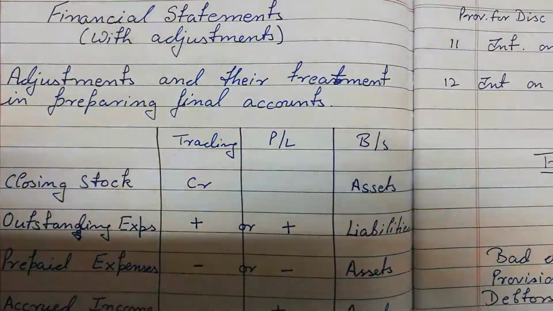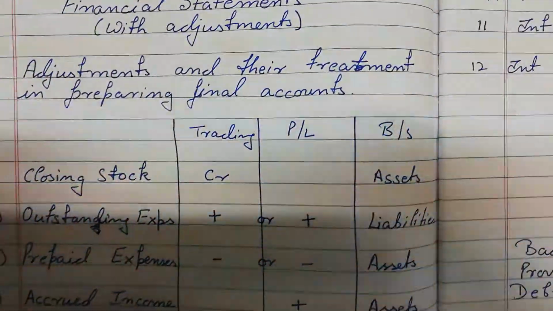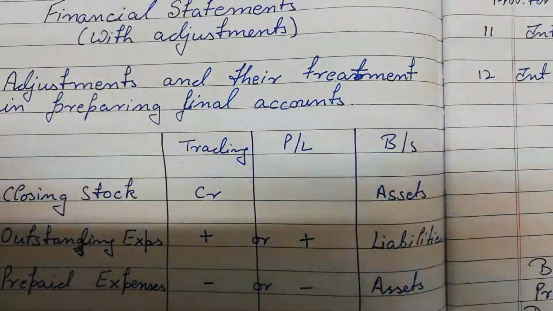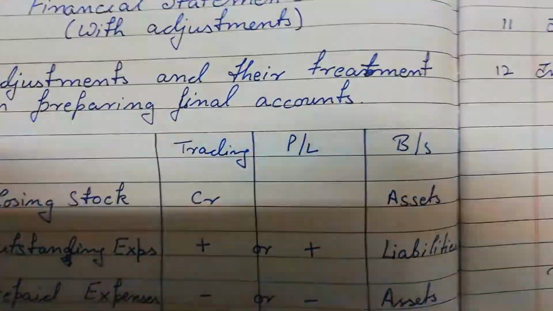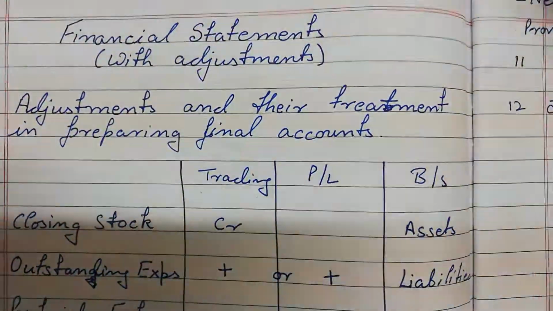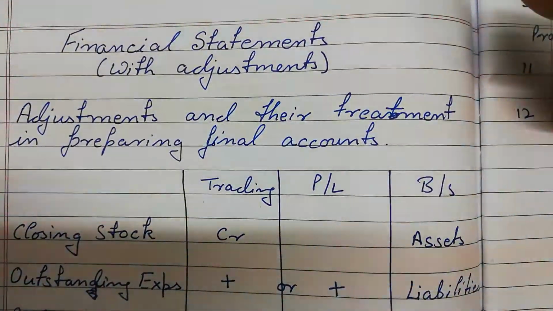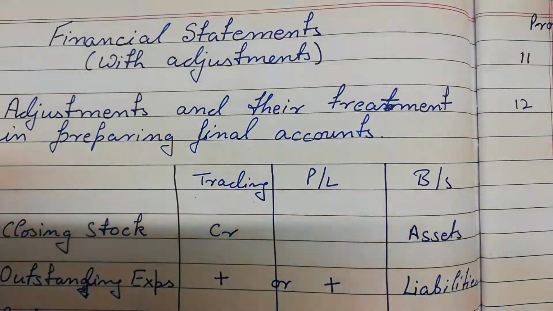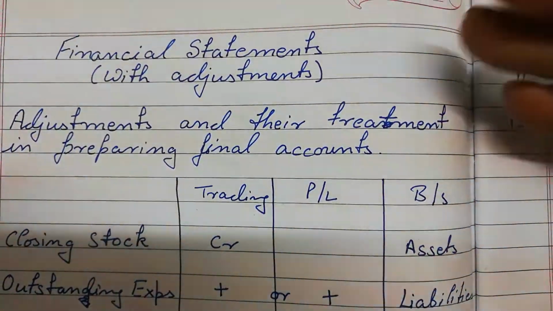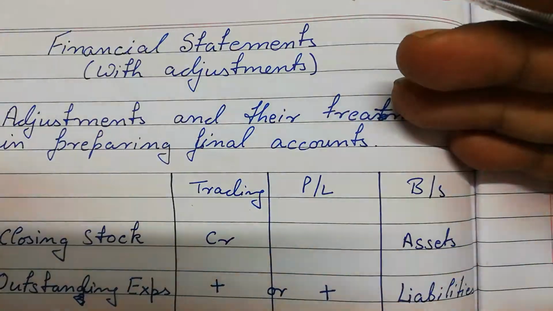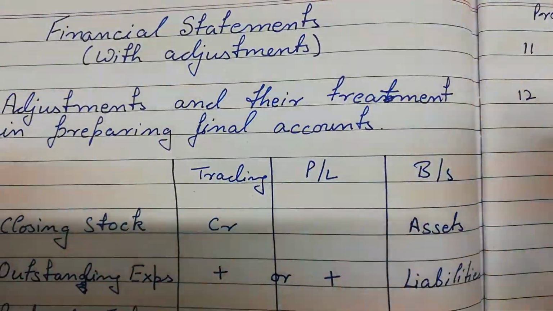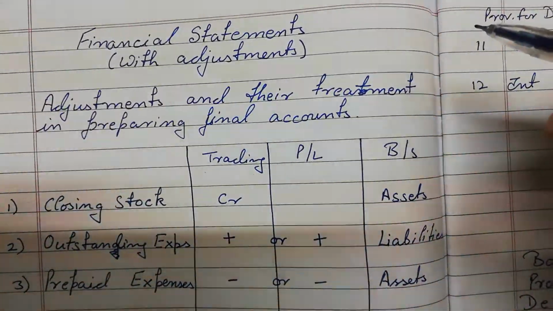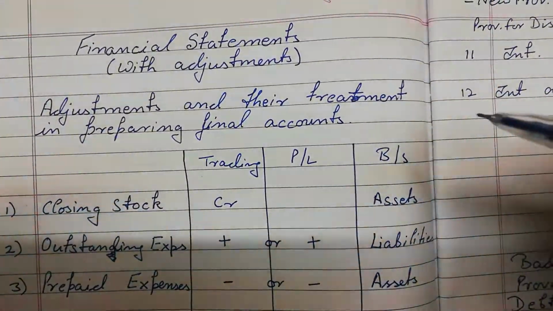Okay, so adjustments are those which come outside the trial balance. There are some items missing in the trial balance or some errors occurred during preparation of trading account, profit and loss account and the balance sheet, and it is given outside the trial balance. So how you are going to adjust those while preparing the trading, profit and loss and balance sheet.